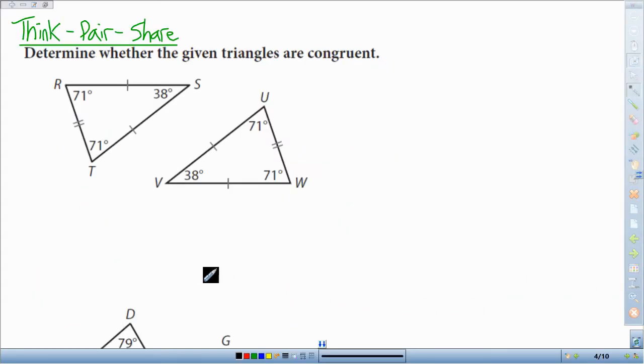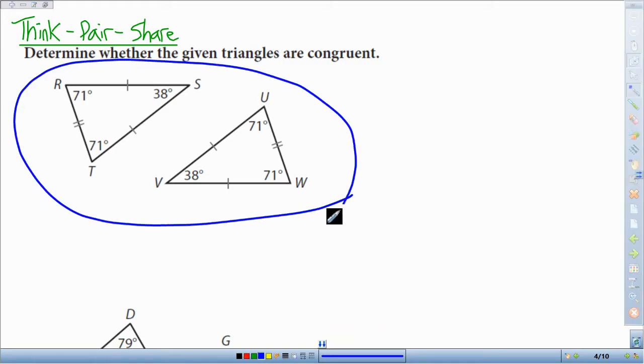Here's a couple problems I just want you to take a look at and think about. This is determine whether the given triangles are congruent. I don't need you to copy these. I just want you to take a look, think about it, and see what you think. Take a look at this first one. Are these two triangles congruent? Yes or no?